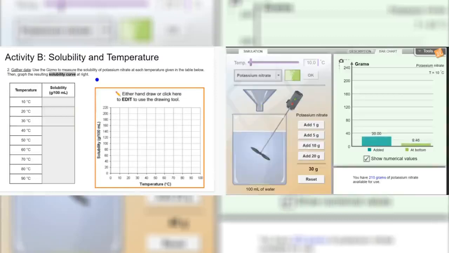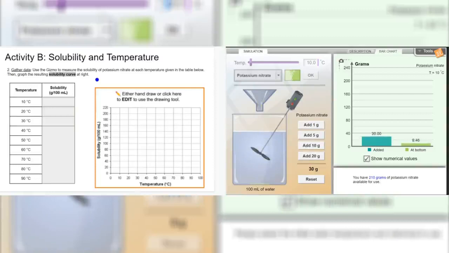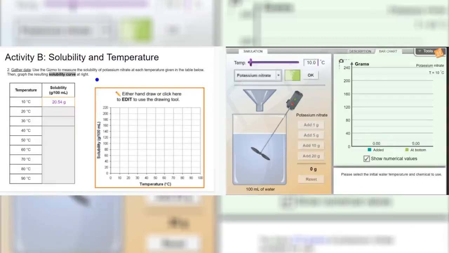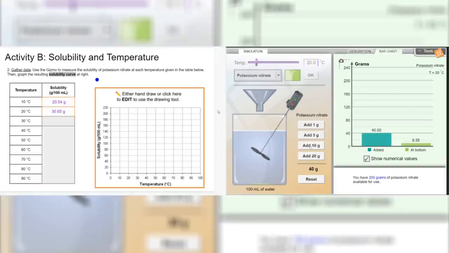I add a total of 30 grams into my beaker. 9.46 did not dissolve. So if I take the difference between those two, I am left with 20.54 grams that dissolved. Then I can reset the simulation to 20 degrees and add it until it doesn't dissolve, but we actually already did this. So I can just take this from a few slides beforehand because I already know that it's 30.65.